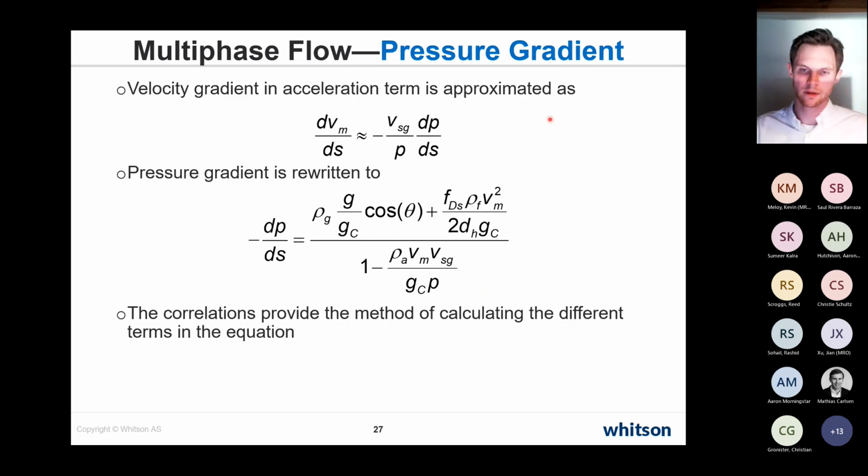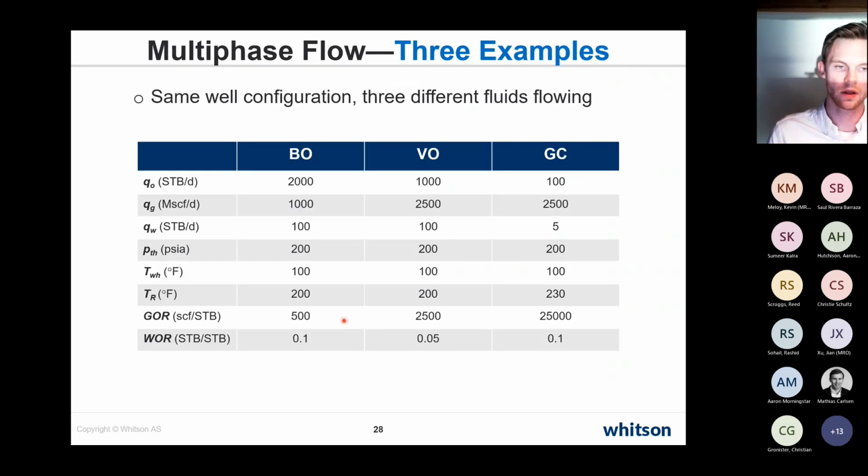So the pressure gradient, again, we're going to simplify it a little bit from the previous equation you saw. We're going to assume that this acceleration term can be approximated because it seldom has a very big impact. And by that, we can solve for dP/ds, the pressure gradient, explicitly as a function of the gravity term, the friction term, and this acceleration correction in the denominator. And the correlations provide ways of computing some of these properties. We'll get back to which ones those are a couple of slides down.